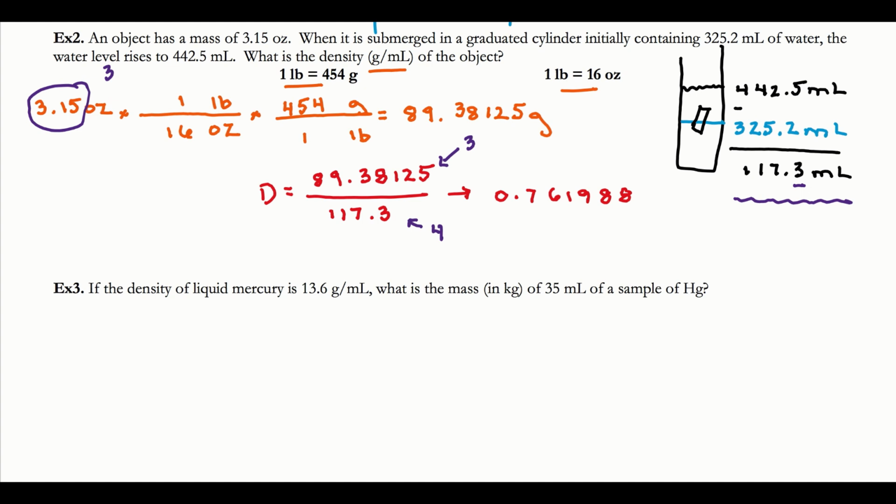So I need to round my final answer to 3 sig figs. So what I get is 0.762, and my units are grams per mil.